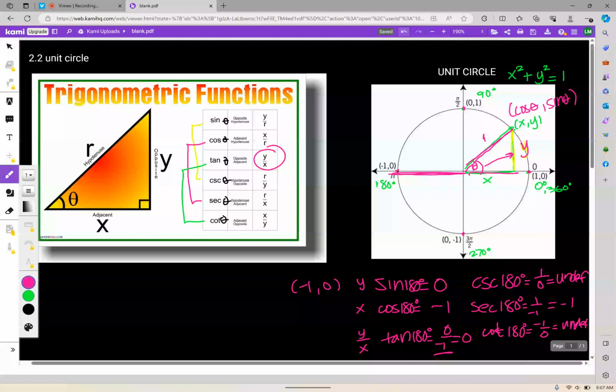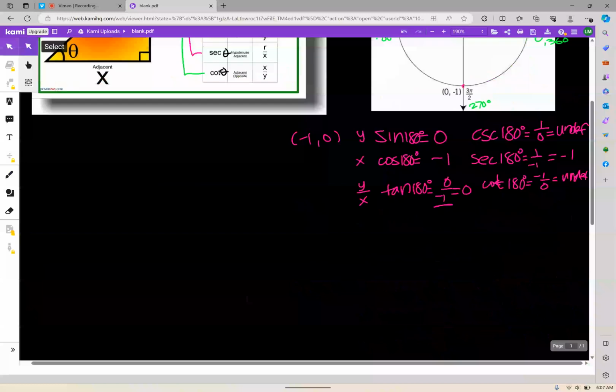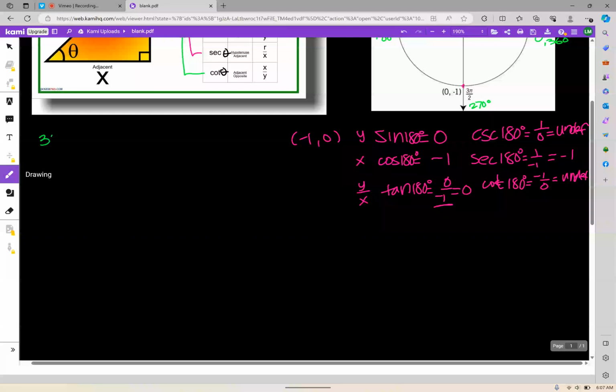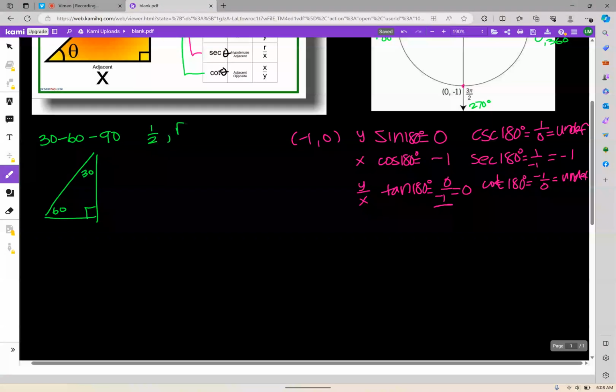Okay, let's do a special triangle on the unit circle. So I have two special triangles from geometry. We had a 30-60 right triangle, and the ratio of those, you might remember this, was 1/2, square root of 3 over 2, and 1. 1/2 goes opposite 30. Opposite 60 is square root of 3 over 2, and opposite 90 is 1.